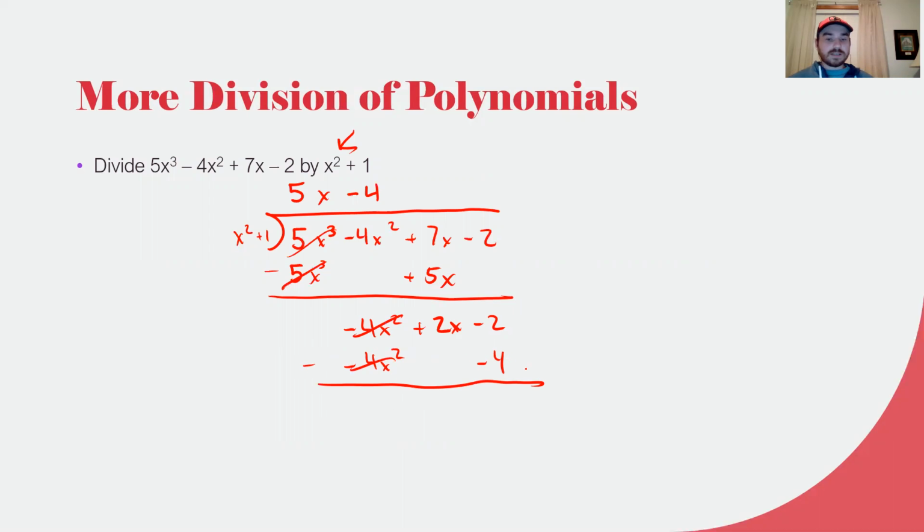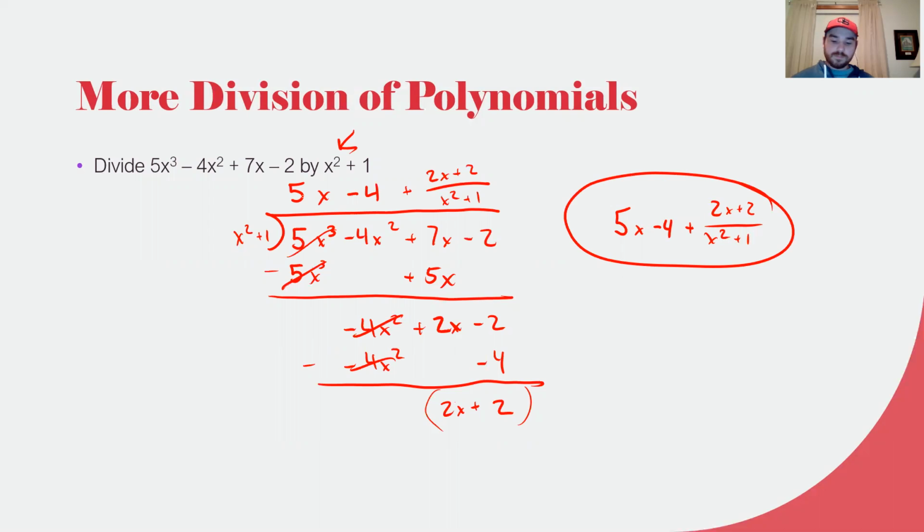Negative 2 minus negative 4 is 2. And then our 2x we can just bring down. So now we have 2x plus 2. X squared doesn't go into this at all, so this whole thing right here is going to be our remainder. And that's going to go plus (2x plus 2) over (x squared plus 1). So our final answer here is going to be 5x minus 4 plus (2x plus 2) over (x squared plus 1). That's going to be our solution there.